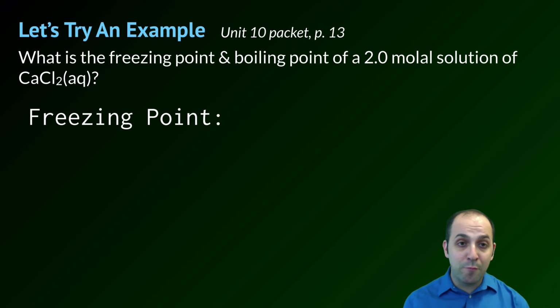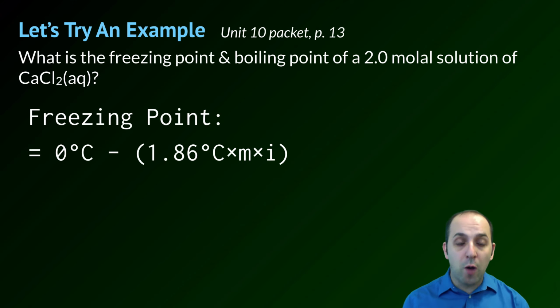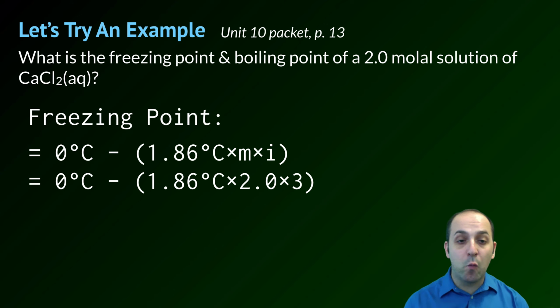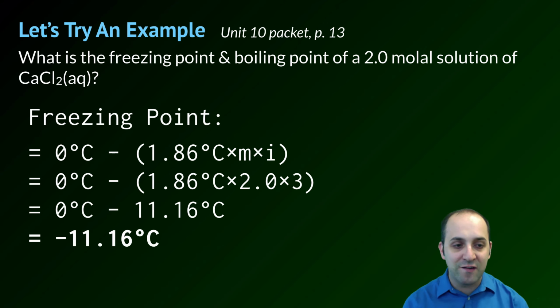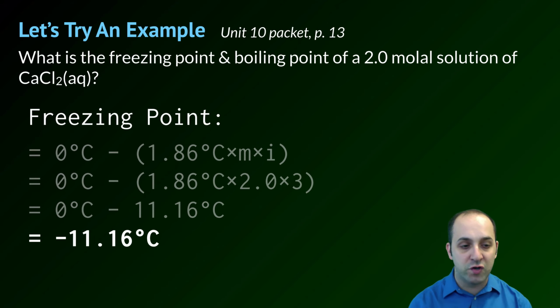So let's do freezing point first. I know that the normal freezing point of water is 0 degrees Celsius, and I'm going to subtract from that the freezing point depression, 1.86 degrees Celsius, multiplied by the molality of the solution, multiplied by the number of particles of this particular solute. Plugging in my values, I get 1.86 degrees Celsius times 2 molal times 3 particles, 1 calcium and 2 chloride ions in my solute. Doing that math, I get 0 minus 11.16 degrees Celsius, and my final freezing point for this solution is going to be negative 11.16 degrees Celsius.